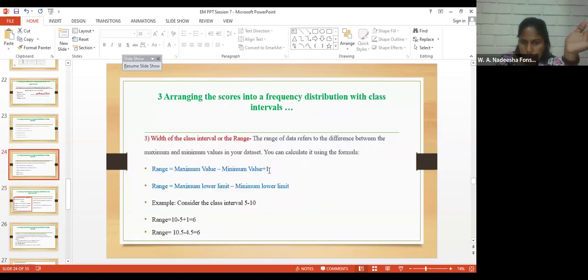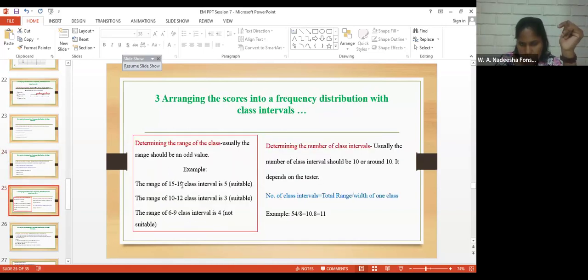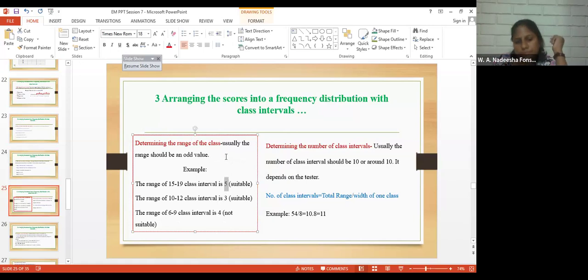Here we have to add 1 when we use values. That is why I add it here. Now 19 minus 15, 4, 4 plus 1, 5. Then in the class interval 6 to 9, 9 minus 6 is 3, 3 plus 1, 4. So here the range is 4. That is not suitable because it is an even value. Usually we consider odd values for class ranges.